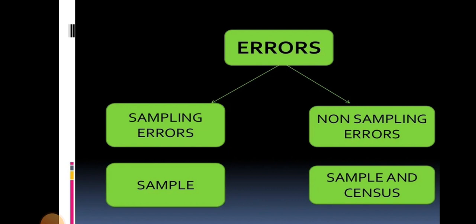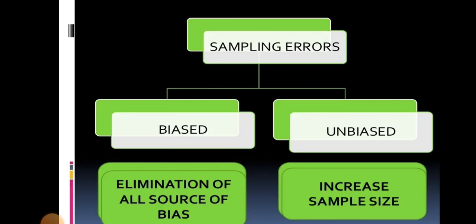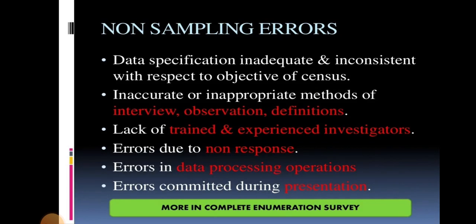So what are the errors over here? Sampling errors and non-sampling errors. Under sampling errors, there is the sample problem, and under non-sampling errors, there are sample and census errors. In sampling errors, there are biased and unbiased. For bias, eliminate all sources of bias, and for unbiased, increase the sample size.